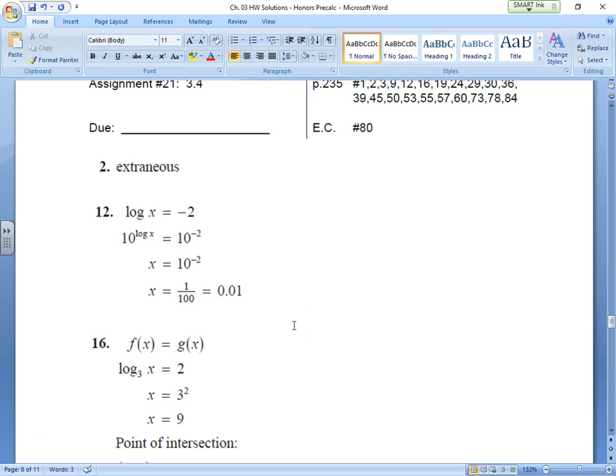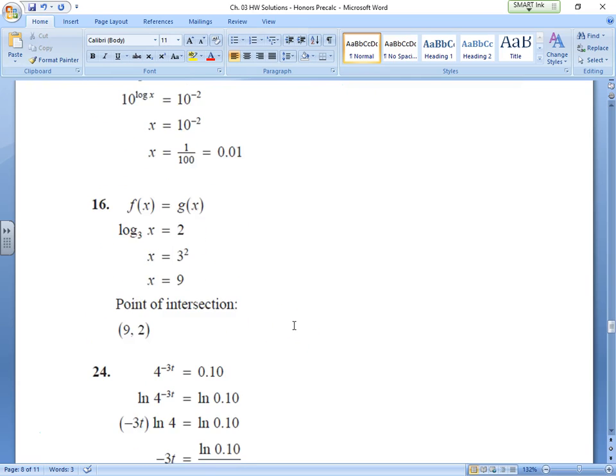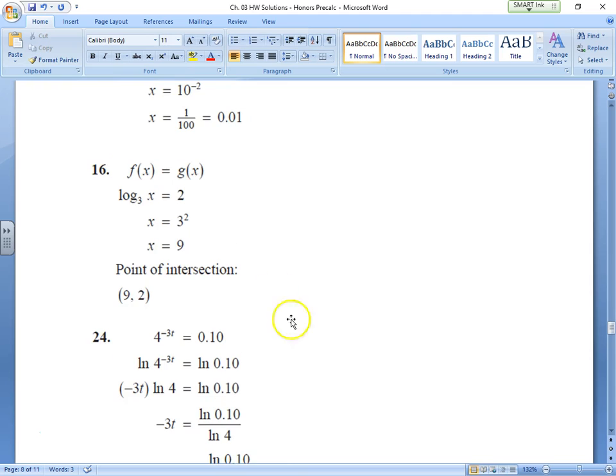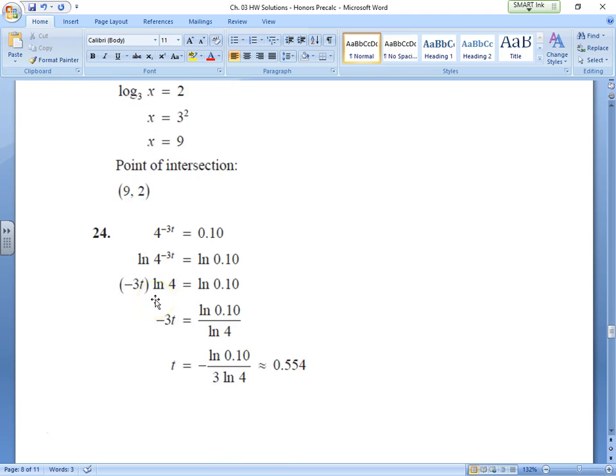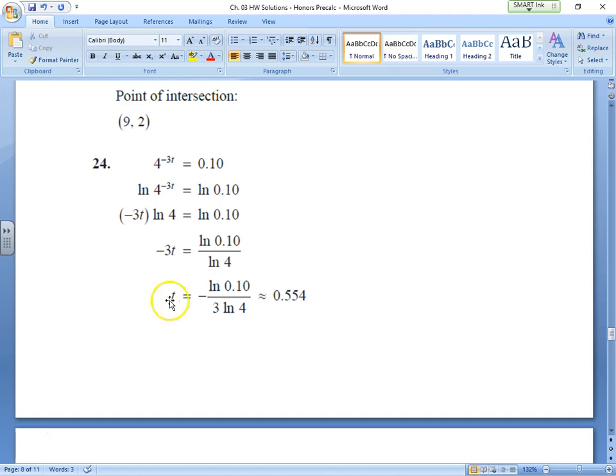Number 16. You were supposed to set the two equal to each other. That's how you find the intersection. A few of you might have forgotten that. The intersection is what point they share. Set them equal. Add 3 to both sides, x equals 9. Wait, how'd they get a point? Oh, that's right. The y value is 2. So 9, 2.